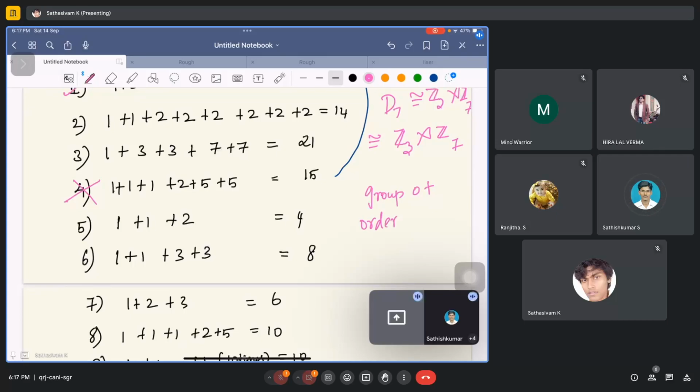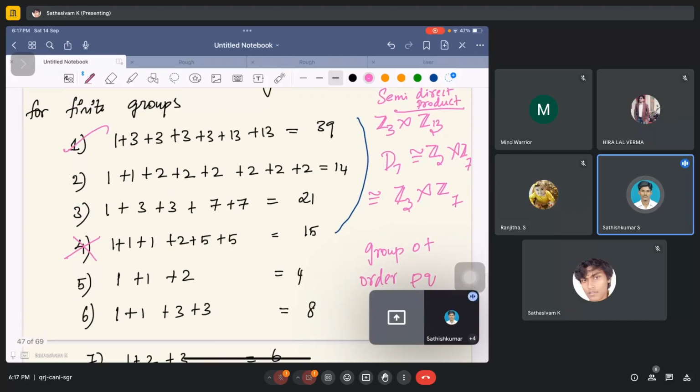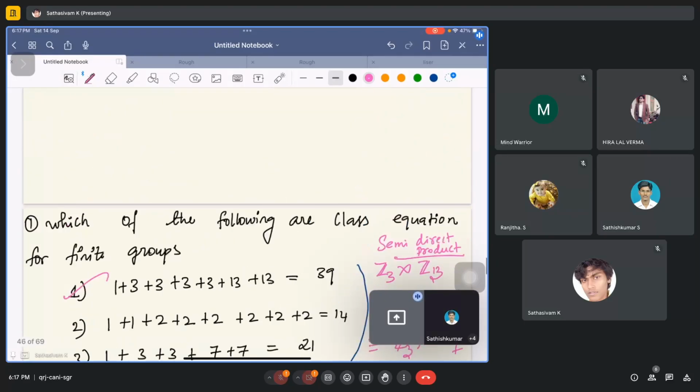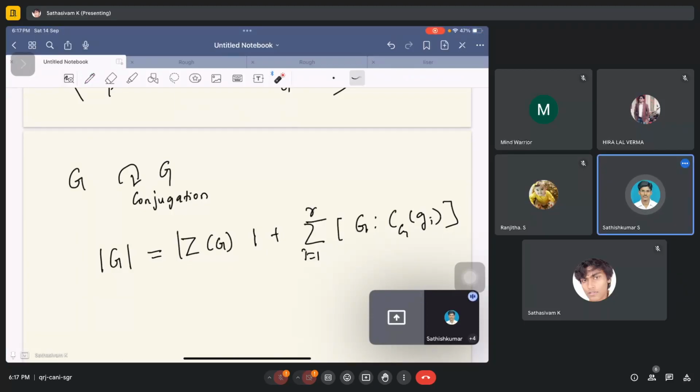Sir, one more doubt. In the last 7th assignment, first question: if you know the class equation, we can determine whether it is abelian or cyclic, no sir? Both we can do, no sir? Abelian we can determine. Why not cyclic? See, if you have the class equation, we can just say what the center is.